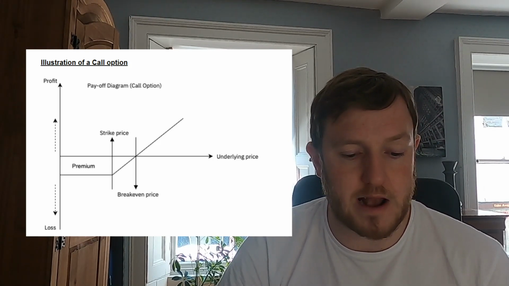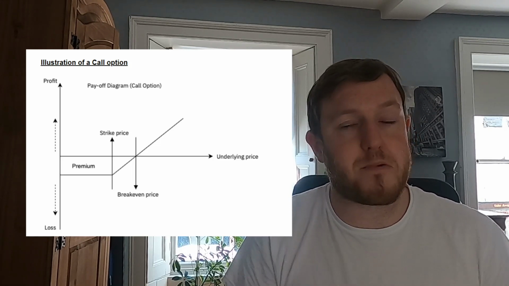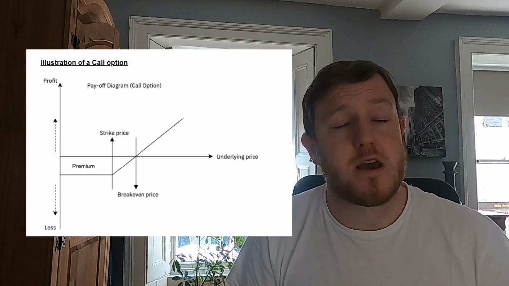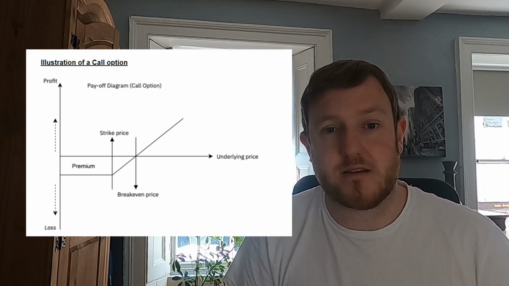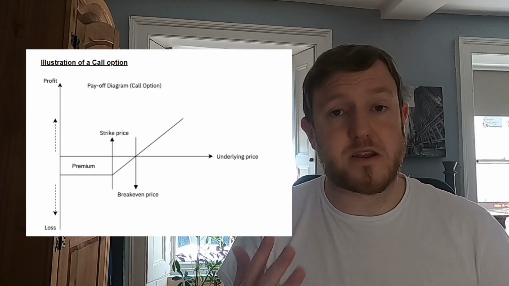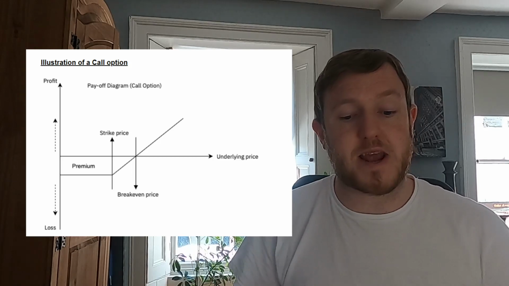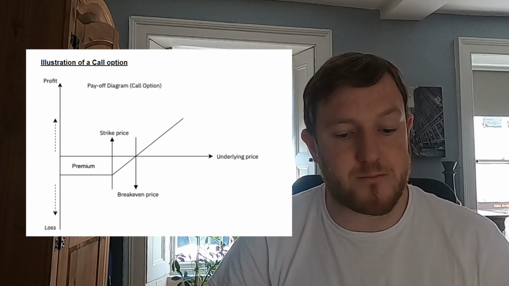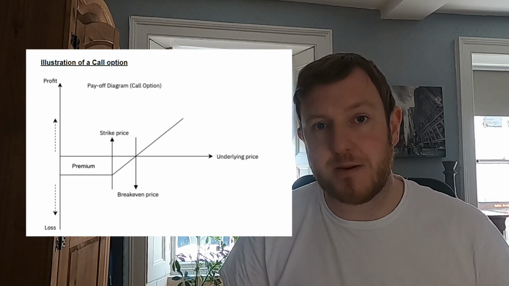So initially you will be at a loss because of this premium. So that is the maximum loss that you can possibly have on an options contract. You're not going to lose any more than the premium you initially have paid for the contract. So as the underlying price of Bitcoin increases on this diagram, which is moving to the right hand side, you start to make a profit once you hit this break-even price. So that is enough for the price to cover how much you have actually paid for the premium also.